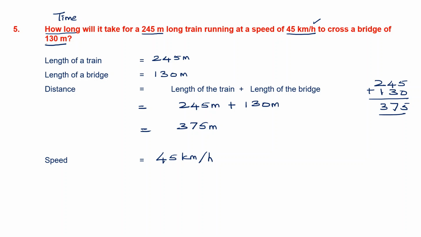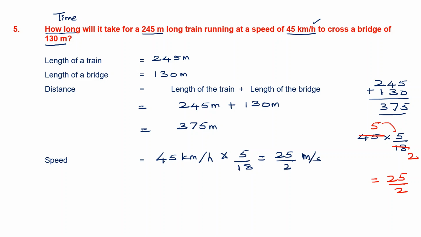Now we need to convert this into meters per second. So we need to multiply by 5 by 18. So let's do that multiplication. 45 into 5 by 18. So we can cancel both by 9. 9 twos are 18 and 9 fives are 45. So here we can multiply the two numerators. 5 fives are 25 and in the denominator we have 2. So we'll keep it at 25 by 2 meters per second.